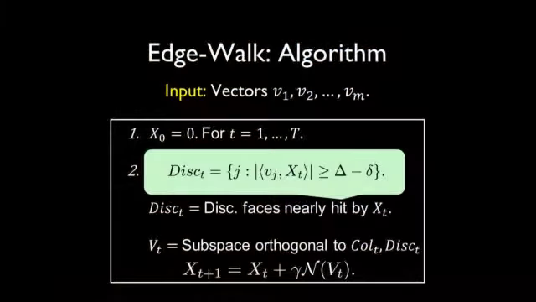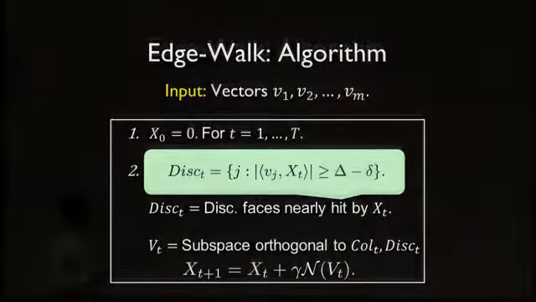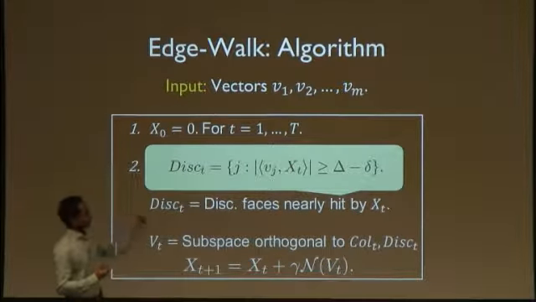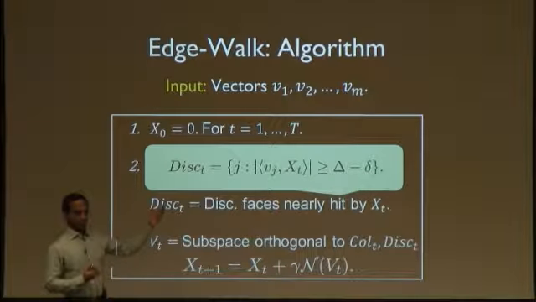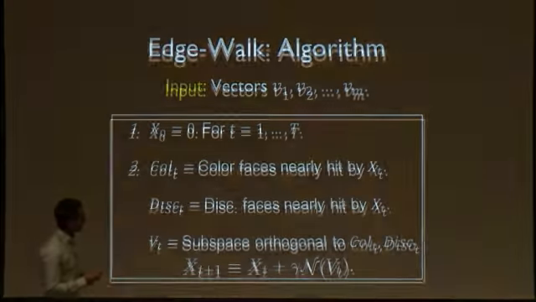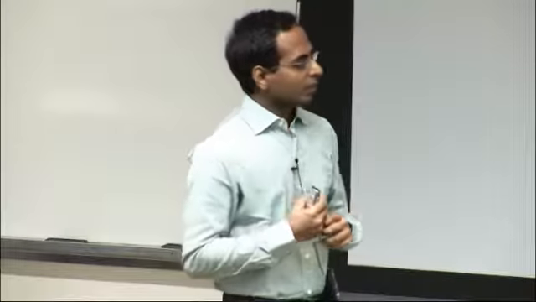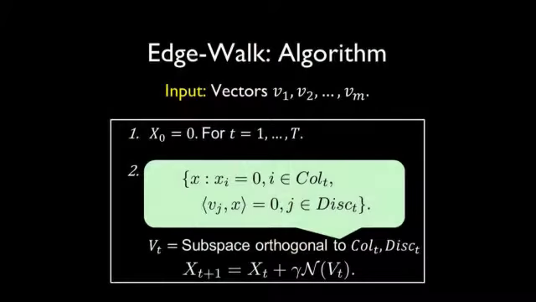And let discrepancy t denote the set of all discrepancy constraints that are nearly hit. This is a set of all vectors vj, such that the inner product of vj with our current vector is very close to the threshold that we don't want to cross. And as I said, you still want to do the random walk, but not change any of these constraints which are very close to being violated. So we just walk in the subspace that is orthogonal to all of these constraints.